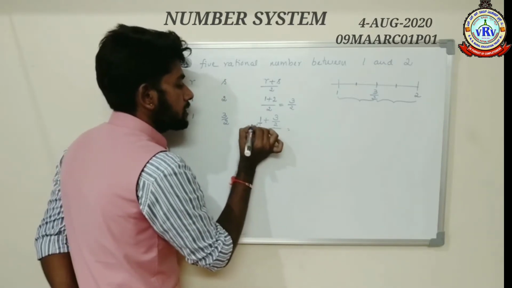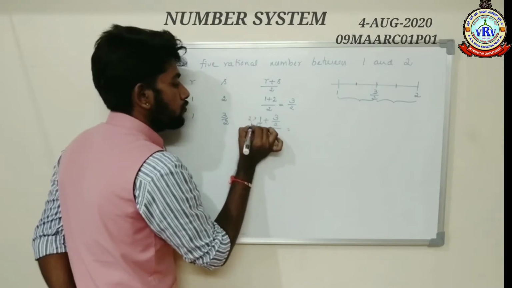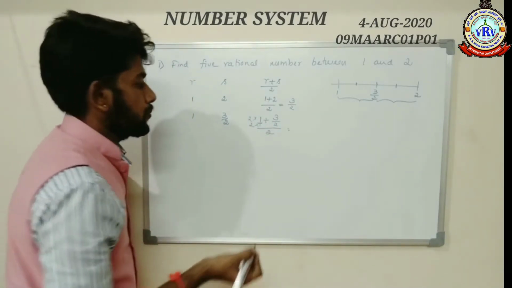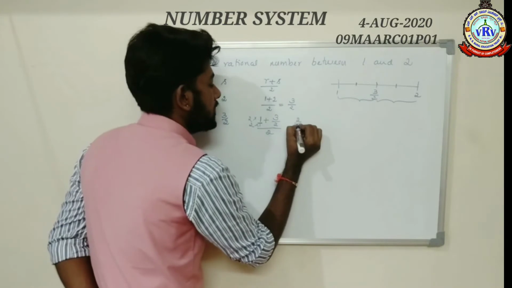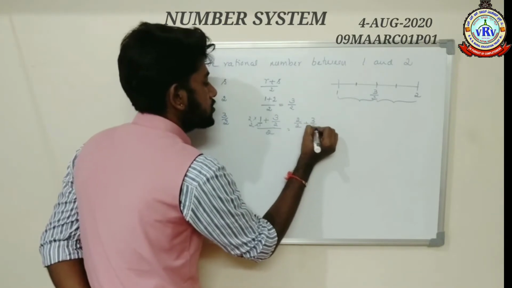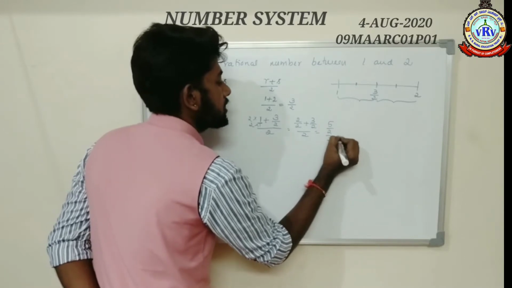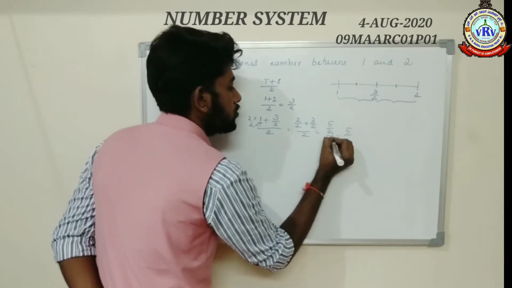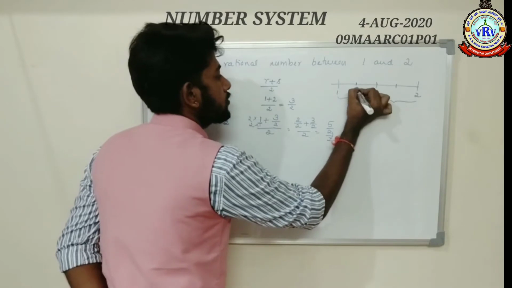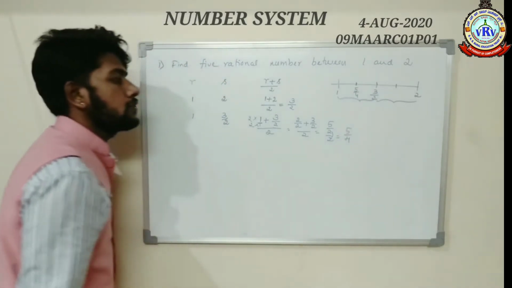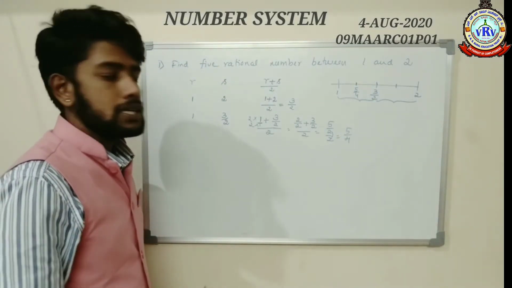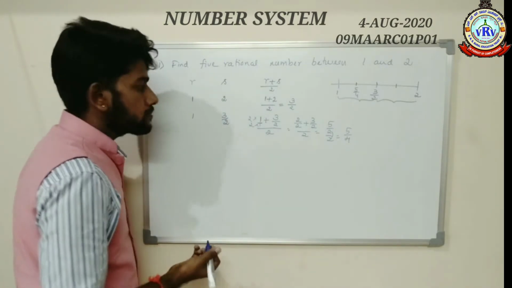By taking LCM, or by making the denominator 2, I have to multiply the numerator and denominator of 1 by 2. It gives 2 by 2 plus 3 by 2, whole divided by 2, that is 5 by 2, whole divided by 2, that is 5 divided by 2 into 2, which is 4. Therefore this number is 5 by 4.